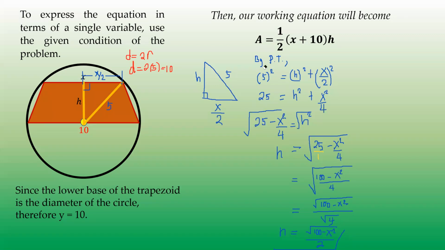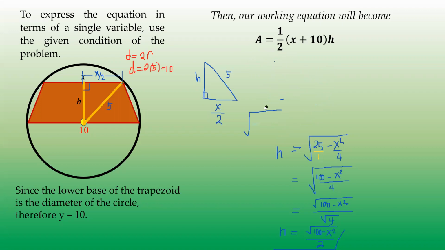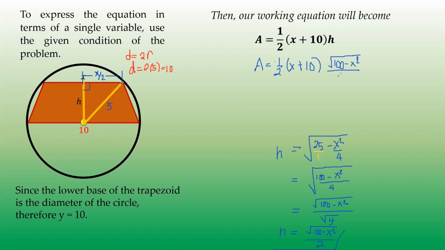Release lang natin itong part na to, ha. So isang gamit na gamit dito sa Maxima and Minima is yung concept ni Pythagorean theorem. Okay. Then area is now equal to 1/2 of x plus 10 times ang height ay equal sa square root of 100 minus x squared over 2. So, ayan siya, no?